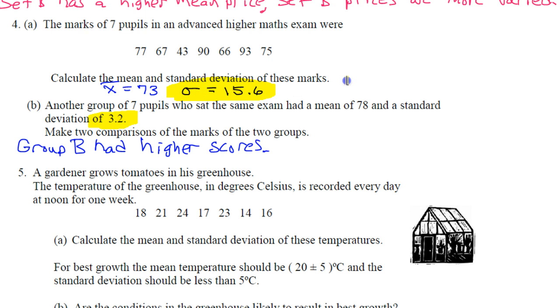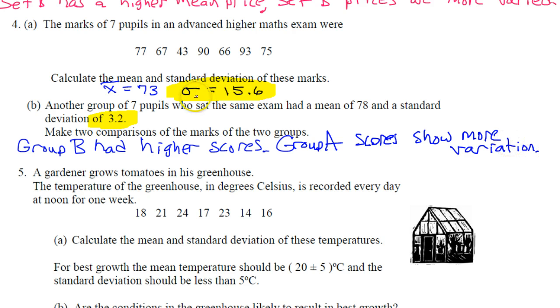All right, well, group A, with the standard deviation of 15.6, those scores show a lot more variation based on the standard deviation. So that's what I will say based on that. All right, group A scores show more variation. Okay, they must have more highs and lows. And you can see that, you know, we have A's with the 90 and the 93, all the way down to a low F here with the 43. So you see we do have highs and lows here.